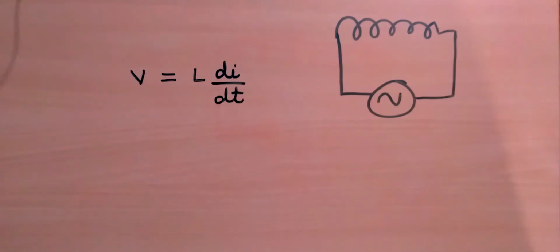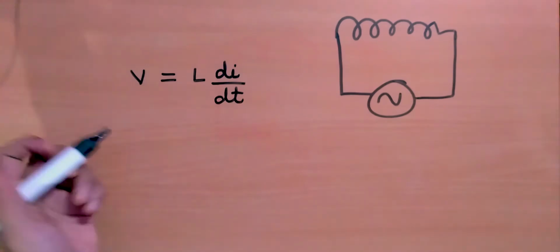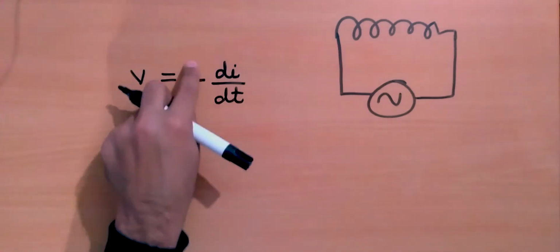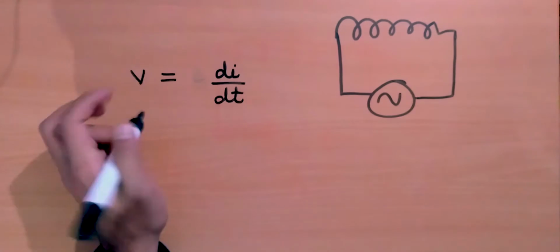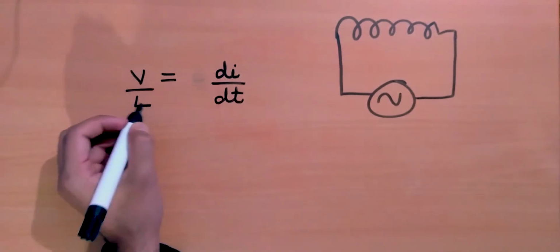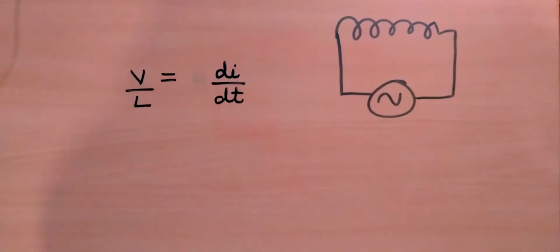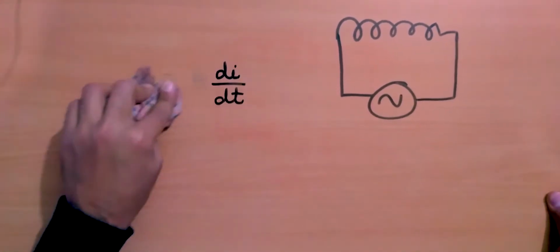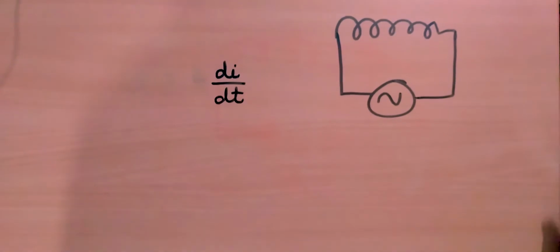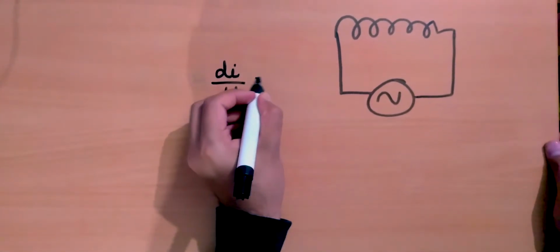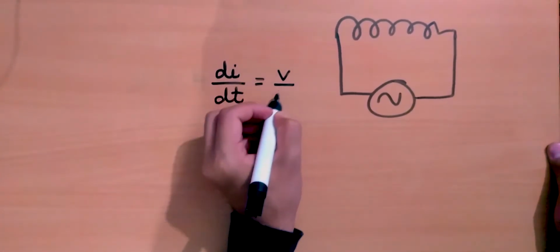and if I move further ahead, I can shift the L from here to the other side and write it this way, right? And what I get is V upon L equals di by dt. I think it will be clearer if I just switch the sides. It will be easier for you to visualize, and so I take it on the other side. This whole thing, di by dt, equals V upon L, right?